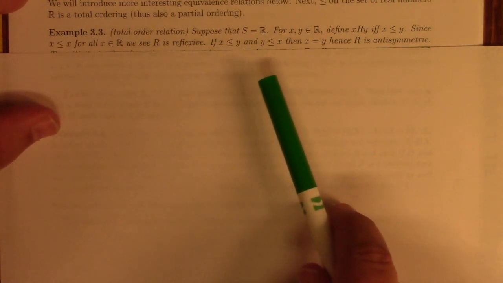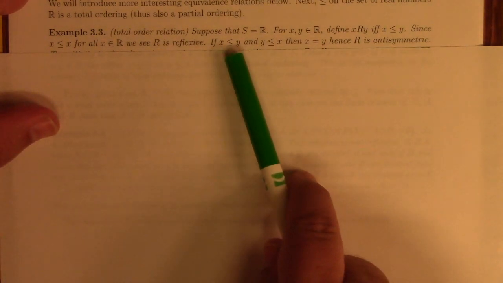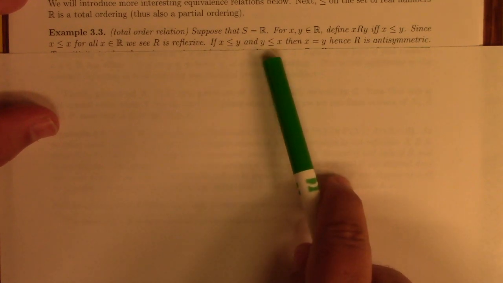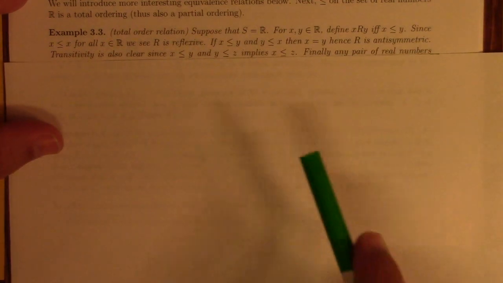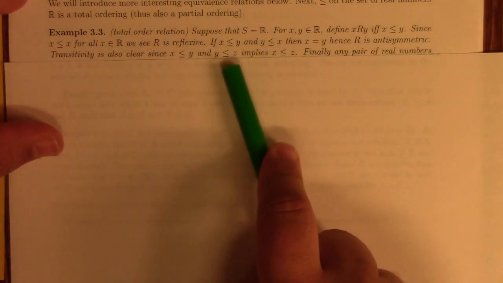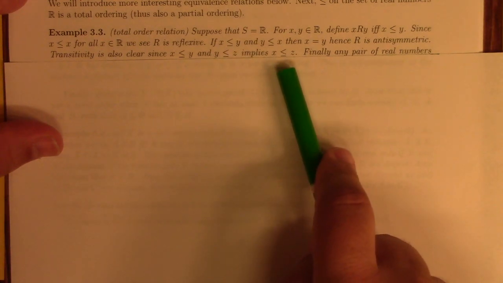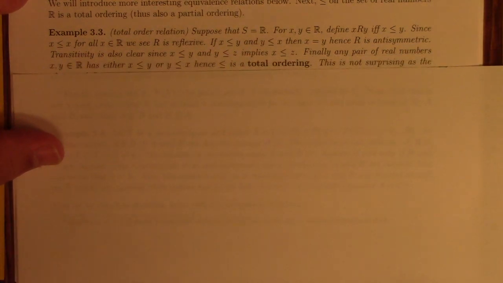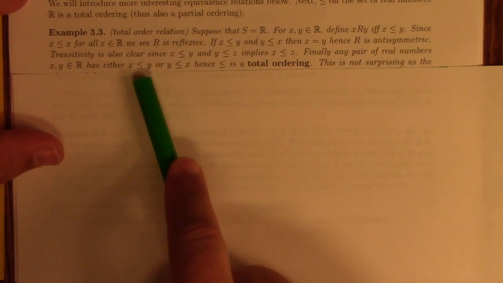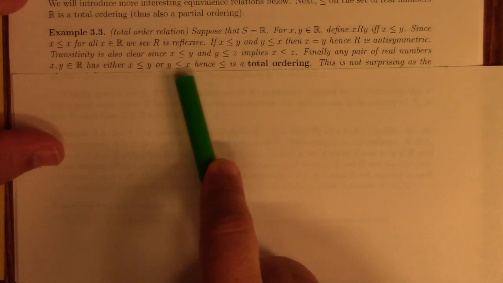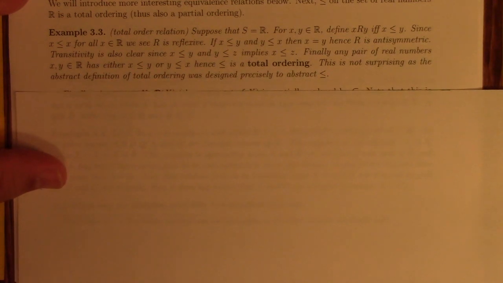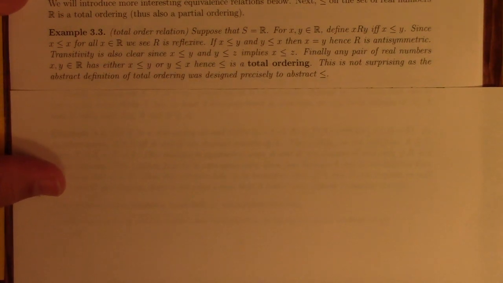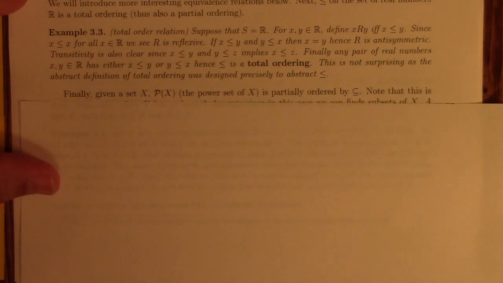So it's reflexive. It's also antisymmetric, right? Because if we have x less than or equal to y and y less than or equal to x, that forces x to be equal to y. So R is antisymmetric. It's also transitive because x less than or equal to y, y less than or equal to z implies x is less than or equal to z. And of course, any pair has either x less than or equal to y or y less than or equal to x, right? So in other words, less than or equal to is in fact a total ordering. Again, this is not surprising because the whole concept of total ordering was modeled to abstract this notion.